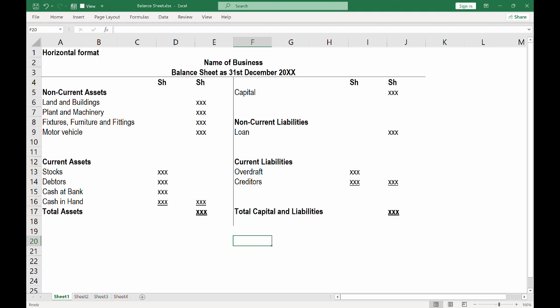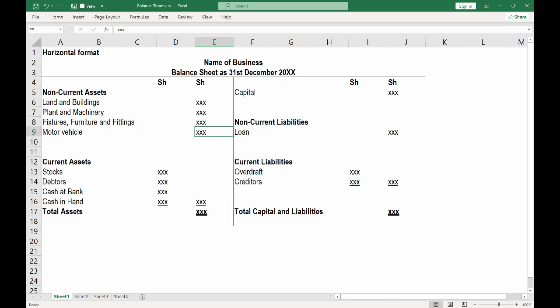So let's start with the horizontal format. We are going to look at the non-current assets. Here we have land and buildings, plant and machinery. You can also talk about fixtures, furniture and fittings, and also the motor vehicle. As you can see, there is an order. So non-current assets are listed in order of performance, from land and buildings to motor vehicles. So this is the order of performance.